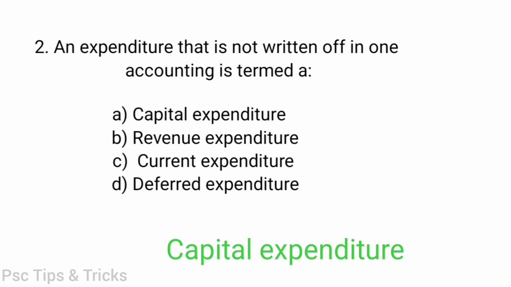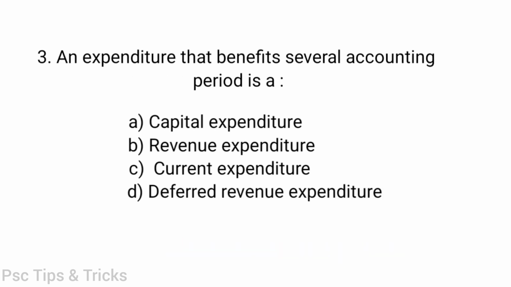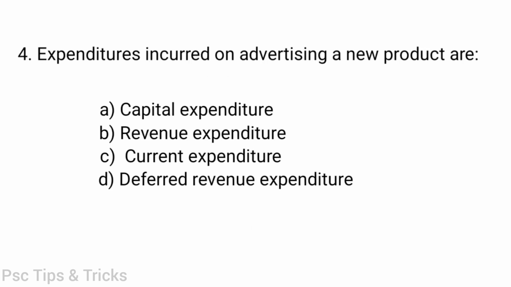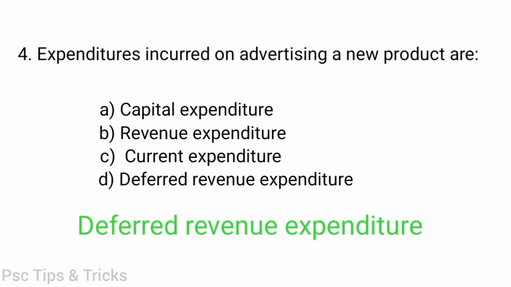Capital expenditure. An expenditure that benefits several accounting periods is a capital expenditure, revenue expenditure, current expenditure, deferred revenue expenditure. Capital expenditure. Expenditures incurred on advertising a new product are capital expenditure, revenue expenditure, current expenditure, deferred revenue expenditure. Deferred revenue expenditure.